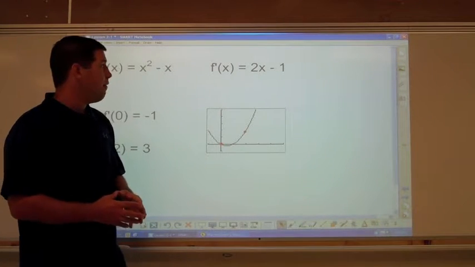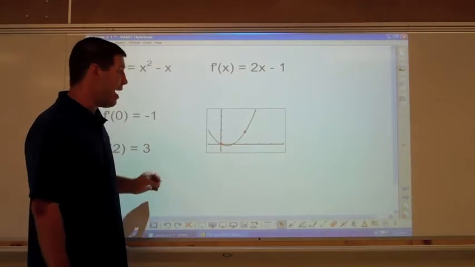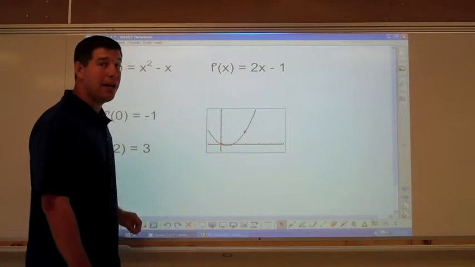So to find the value of the slope of the tangent line at any point, you find the derivative and you plug in the x value to find what the slope of that tangent line would be.